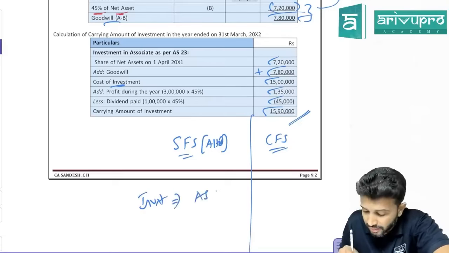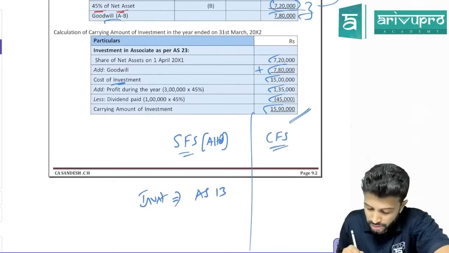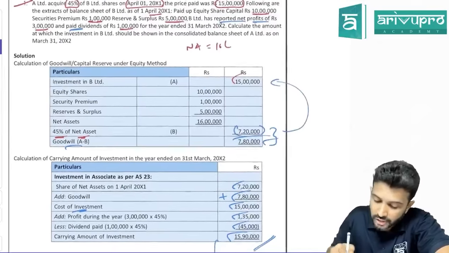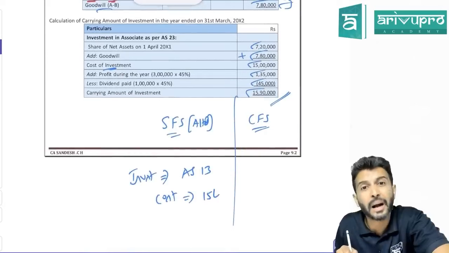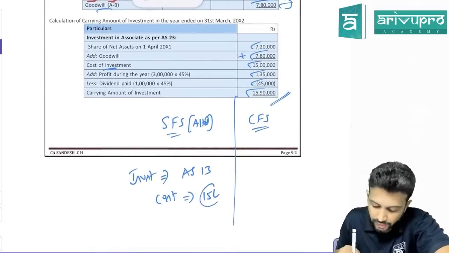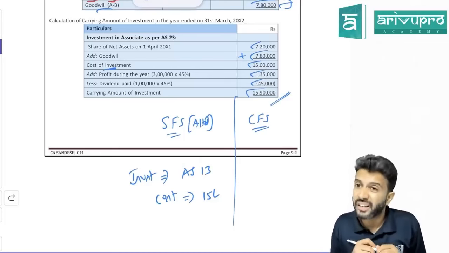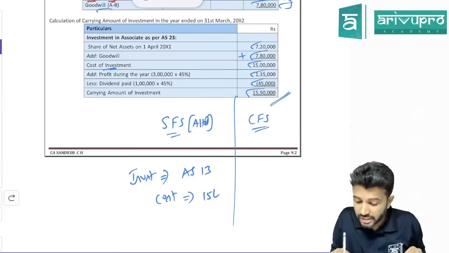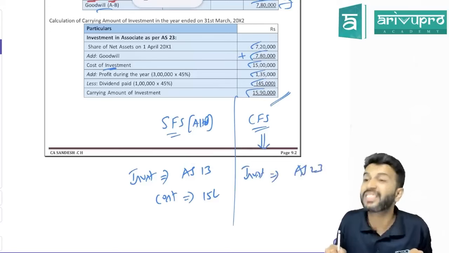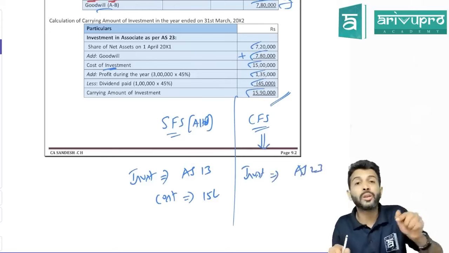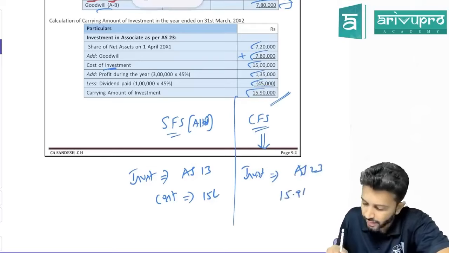Yes, but this investment is accounted as per Accounting Standard 13. AS 13 says long-term investment should be valued at cost. And what is the cost at which you acquired these shares? 15 lakh. So in the separate financial statement, this investment will come, but not at 15 lakh 90,000. It will come at 15 lakh because it is accounted as per AS 13. But when you prepare the consolidated financial statement, investment is accounted as per AS 23, which says you have to value the investment under the equity method. Under the equity method, the investment value becomes 15 lakh 90,000.